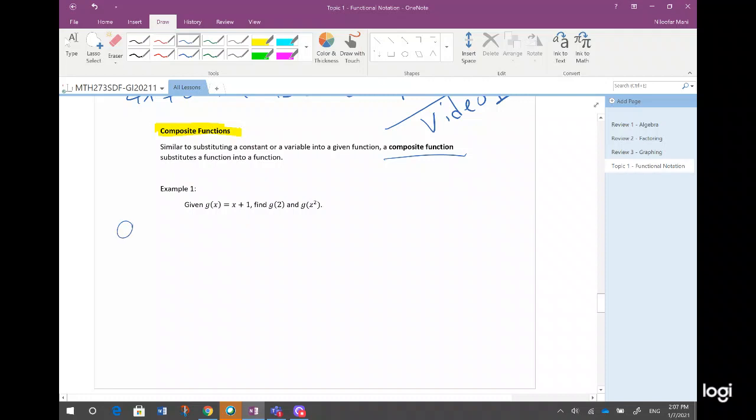See, you have g of x equals x plus 1. So whatever you give, it adds 1 unit and gives you back the result. I want you to find g of 2. You will say, okay, whatever you give, it's just plus 1, so it's 2 plus 1, which is 3.